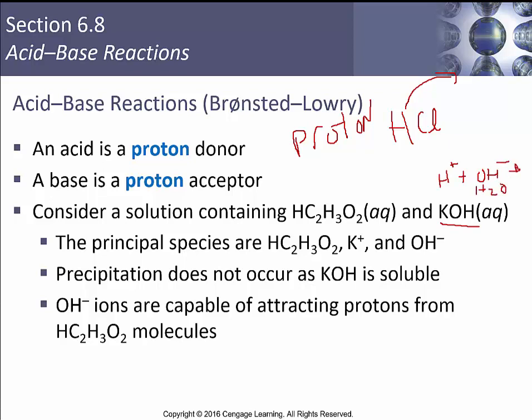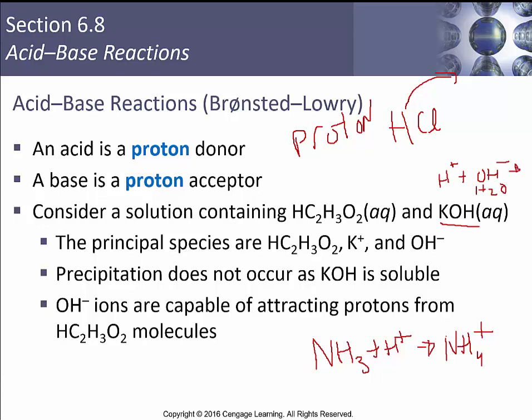If I've got something like ammonia, right, it can pick up a proton and it can form ammonium, NH4 plus, right? So the ammonia is acting like a base because it can pick up a proton. Ammonium, if I put that in solution, will give up a proton. It'll be a weak acid.